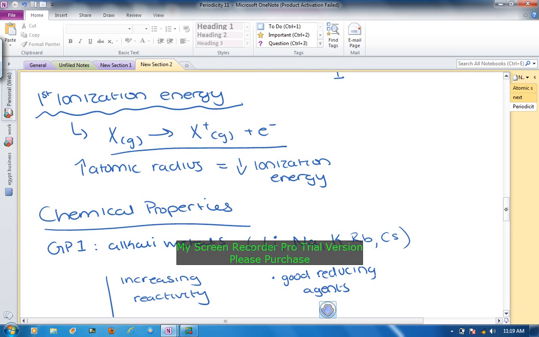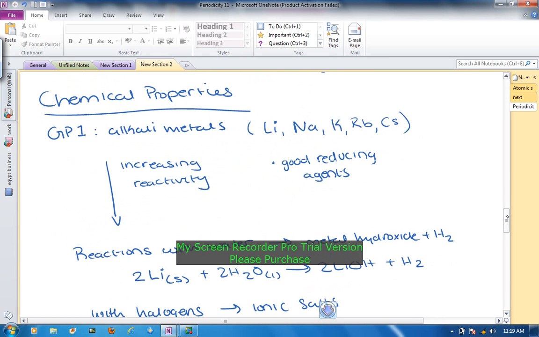Alright, for the next part of the video, I'm going to be discussing chemical properties of elements in the same group. For the group 1 alkali metals, which include lithium, sodium, potassium, Rb, and Cs, they are all very reactive metals. They're good reducing agents because they can easily lose an electron. Their reactivity increases down a group because with increasing atomic radius, less energy is required to remove the valence electron.